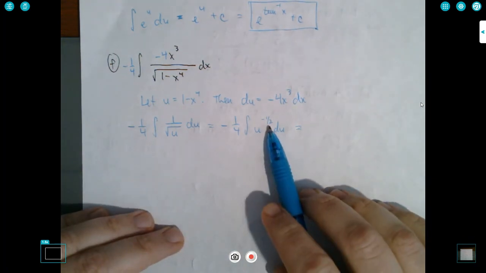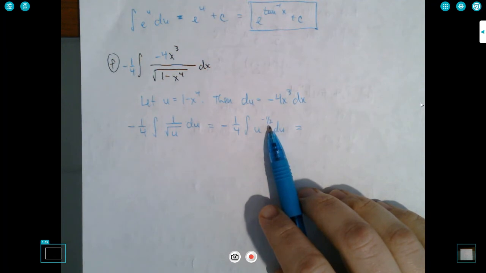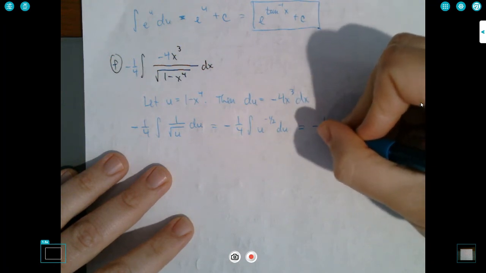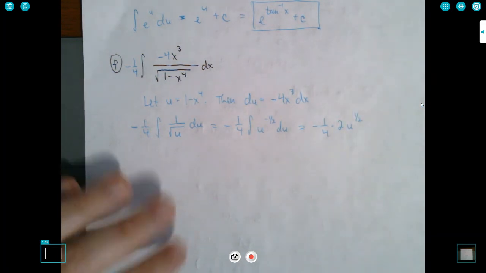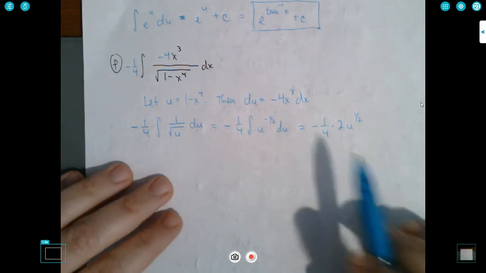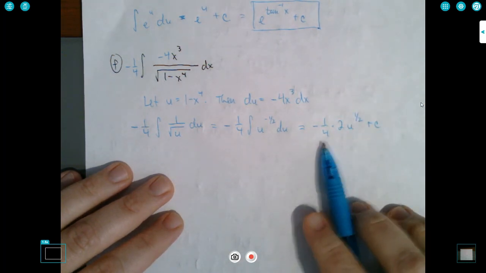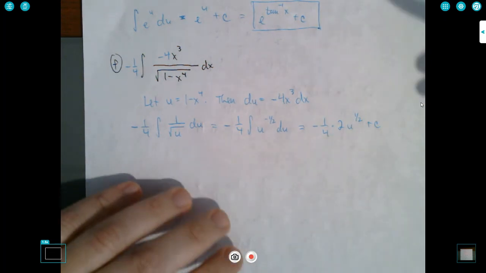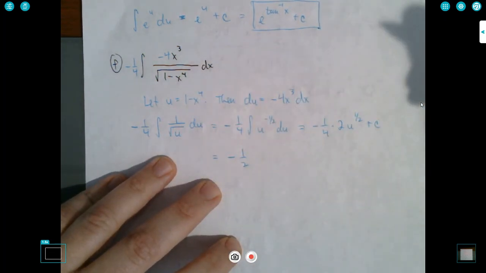So I add 1 to the exponent, I'm going to get a positive 1/2. Then I divide by that new exponent. Dividing by 1/2 is the same as multiplying by 2. So I'm going to get a negative 1/4 times 2u to the 1/2 plus c. Negative 1/4 times 2 is negative 1/2. So I'm going to get negative 1/2.